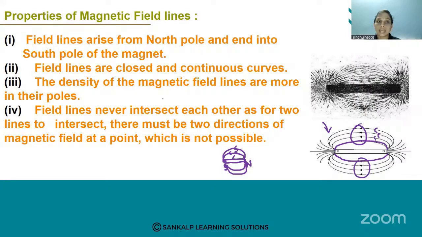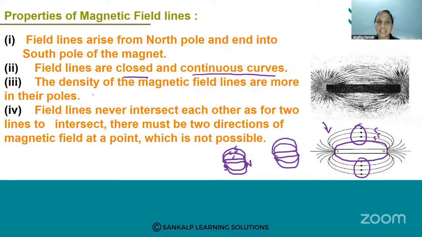Let us move to the second one. Field lines are closed and continuous curves. See this? It is always closed and continuous like this, north to south and north to south, right? It is continuously forming closed curves. This is the second property.